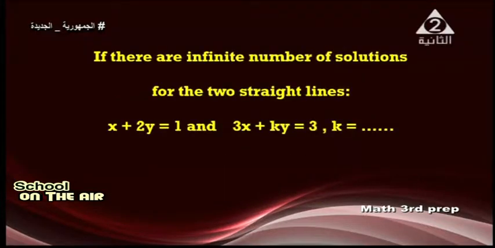Example, if there are an infinite number of solutions for the two straight lines x plus 2y equals 1 and 3x plus ky equals 3, then k. ومديني choice كده. طبعا كلمة infinite number of solutions mean that the two straight lines coincide. What does it mean that coefficient of x divided by coefficient of x equals coefficient of y divided by coefficient of y. هنا 1 بقت 3، و2 عملت multiply by 3، يبقى ال k equals 6.